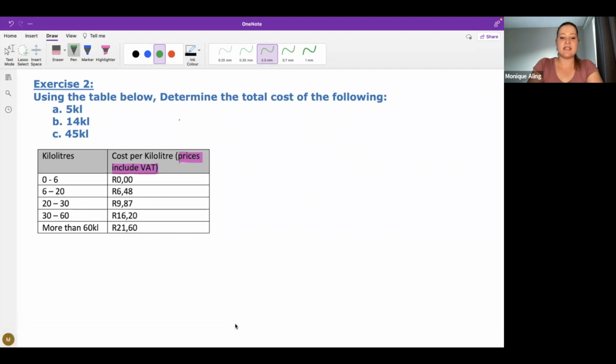Casney, can you tell me specifically what you're not understanding? Is it working out how many kiloliters per range?